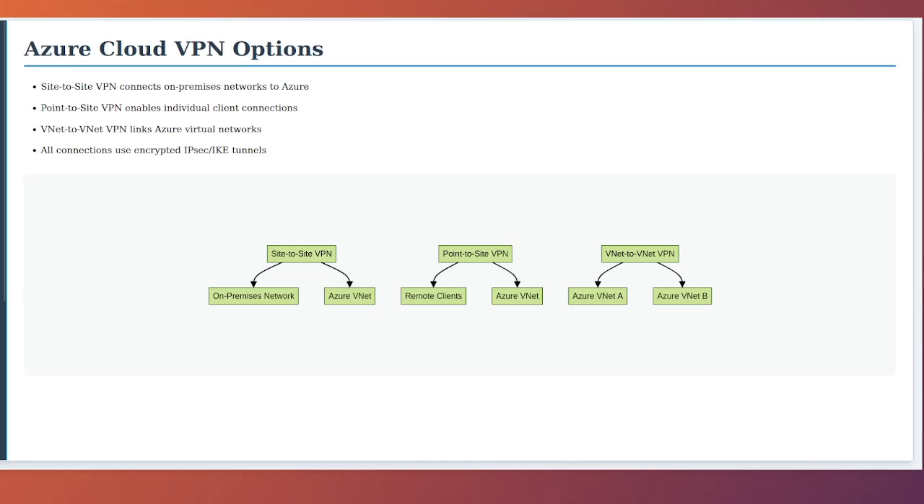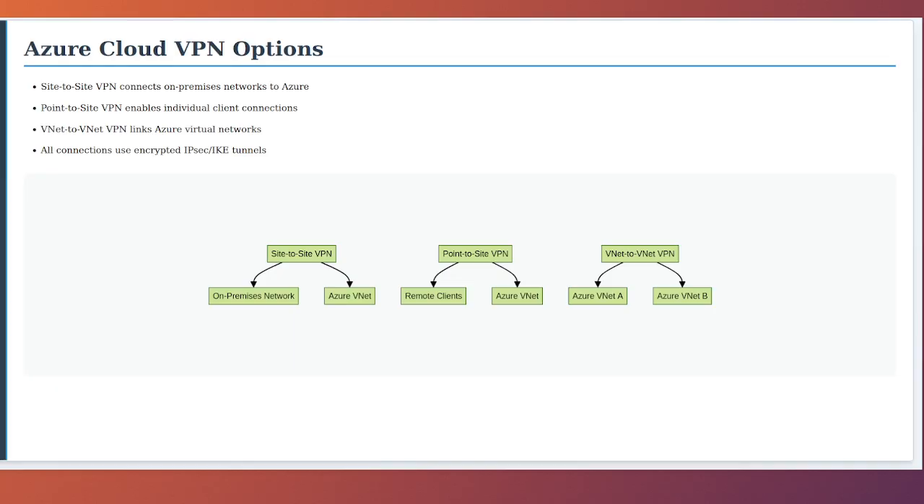Azure provides multiple VPN solutions, each tailored to specific use cases and connectivity requirements. These options range from site-to-site VPNs that connect entire networks, to point-to-site VPNs for individual client connections, to VNet-to-VNet VPNs for connecting Azure virtual networks across regions or subscriptions. Each option has distinct characteristics regarding throughput, scalability, redundancy, and pricing models.